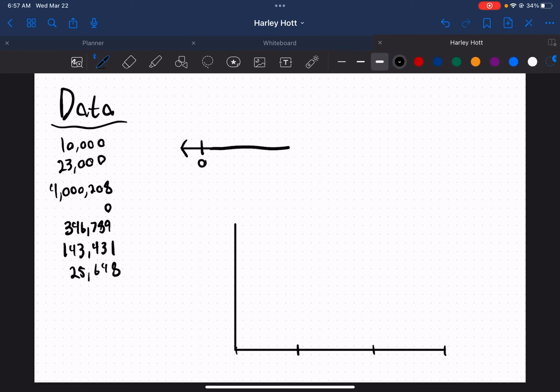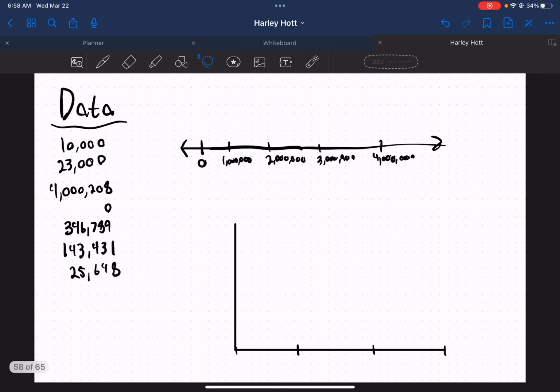So I create my dot plot, but now I'm going from 0 to 1 million, to 2 million, to 3 million, to 4 million. And we create a dot plot, something that looks like this. Maybe spaced out a little bit more evenly, right?